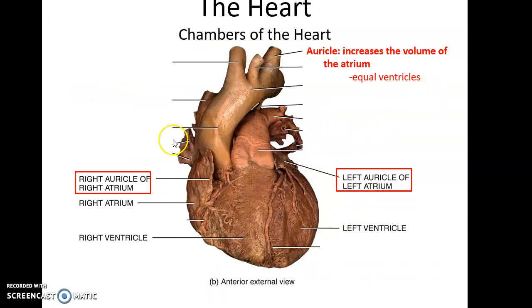On the surface of the heart, you can see these little flaps, the right and left auricles. The auricles are part of the atria, and what an auricle does is it basically increases the volume within the atrium so that it has as much blood within it as the ventricles can hold. So the volume of blood within the atria is the same as the volume of blood in the ventricles.